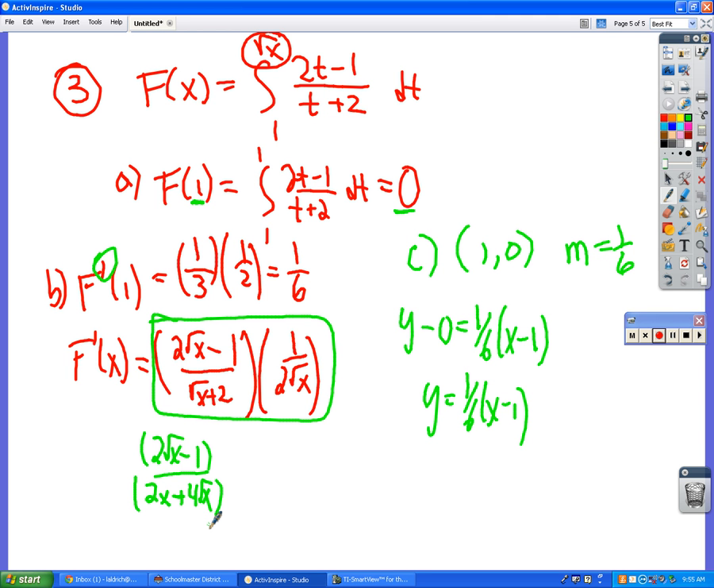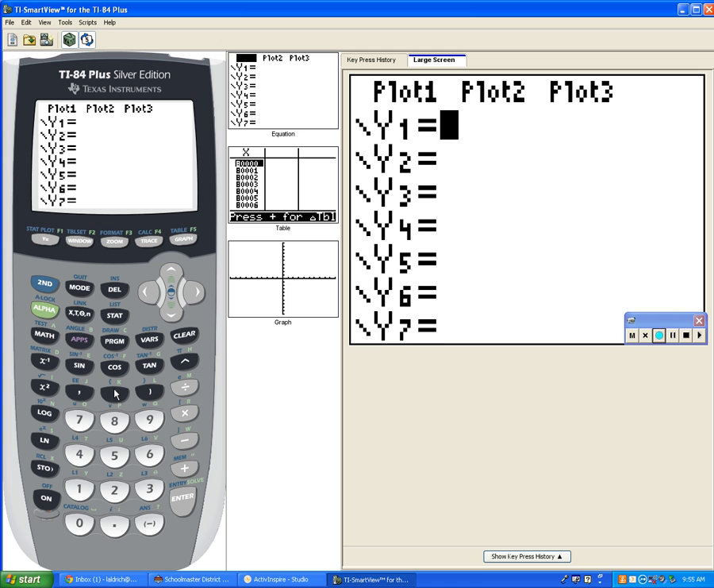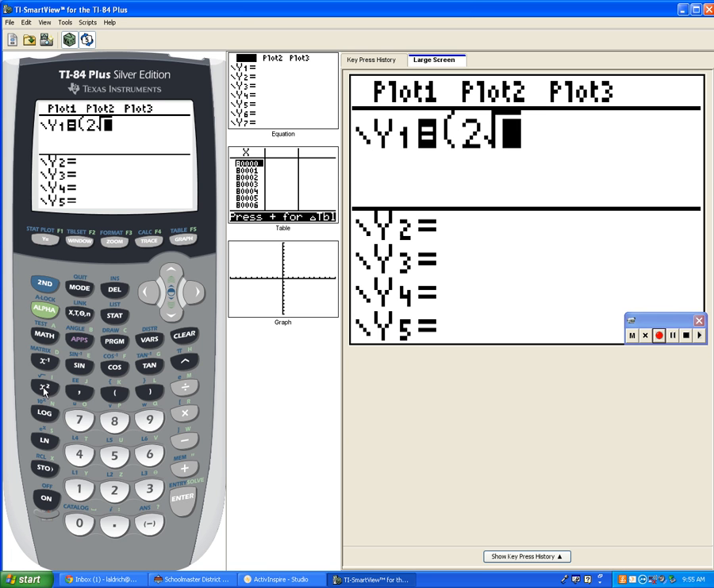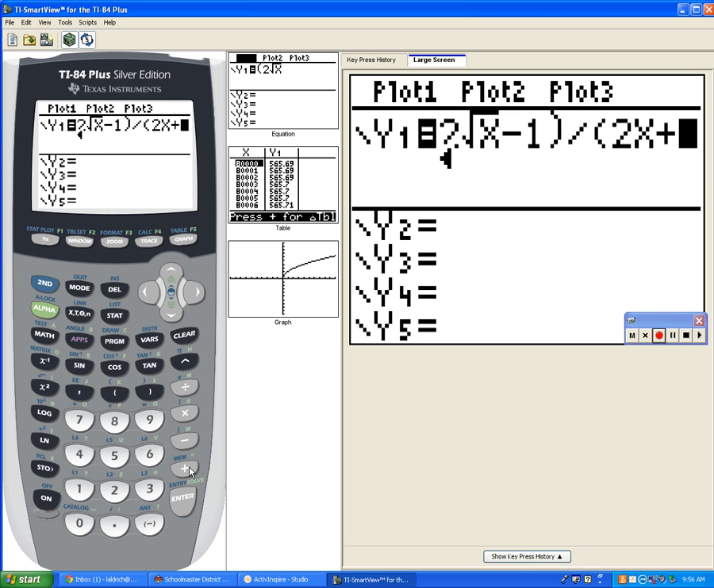Can someone tell me what I need to do there when I graph it? So what am I graphing? 2 root x minus 1 on top, divided by, what was it on the bottom? 2x plus 4 root x.